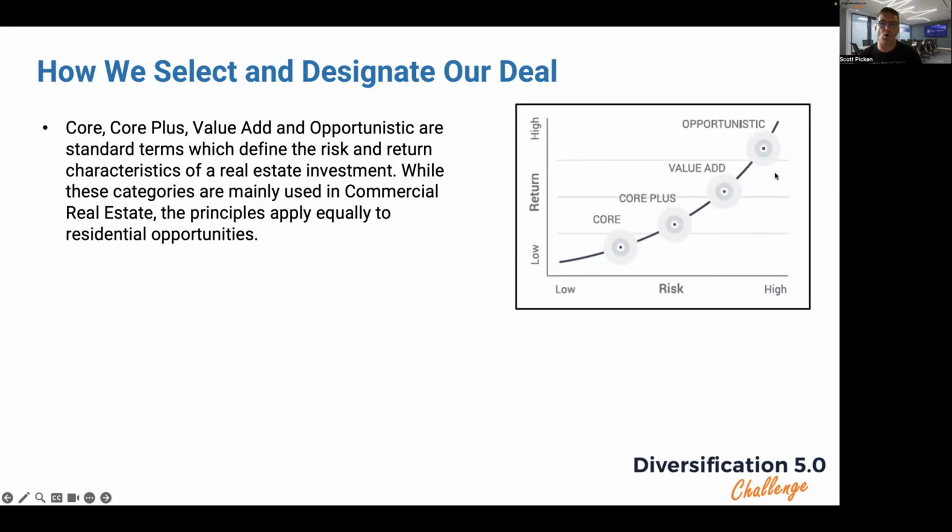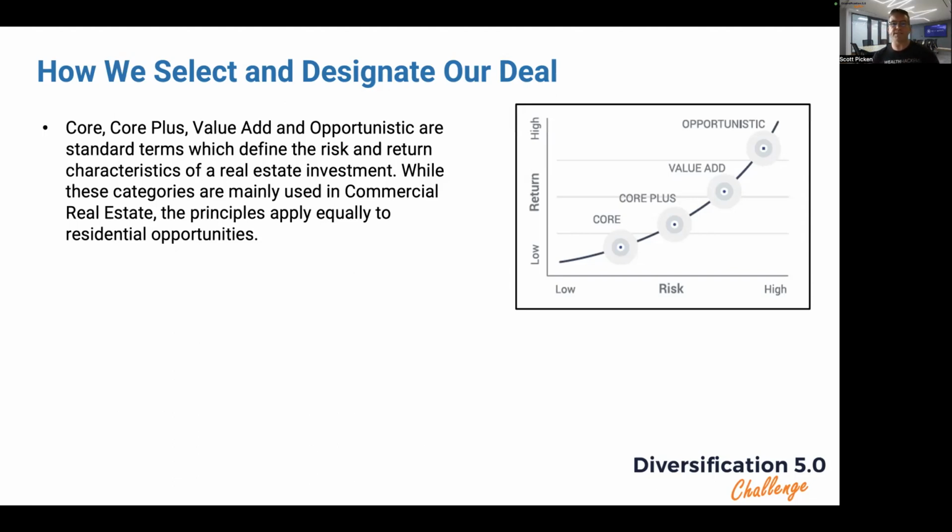In simple terms, core are deals that might be in central London or central New York, Manhattan. It's a really good quality deal, and you've got a government tenant for 20 years. It's really a no-brainer from a risk perspective. But they often have very low returns. So pension funds tend to invest in these types of things.